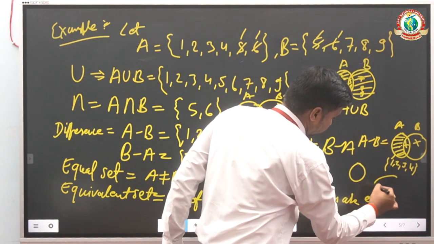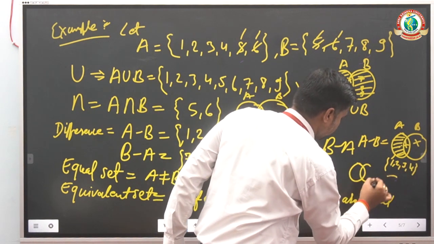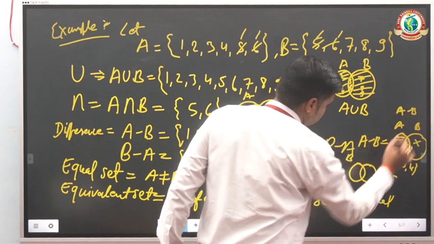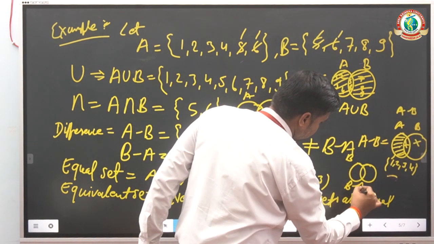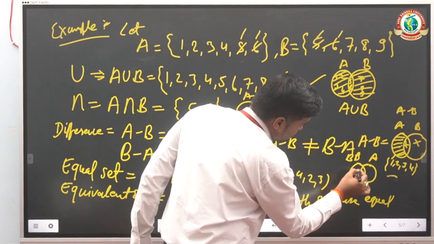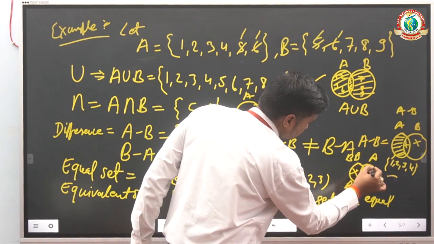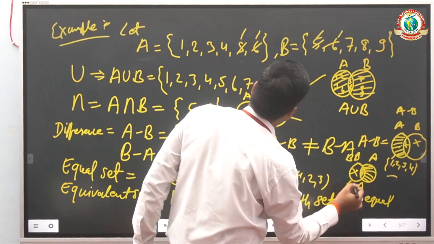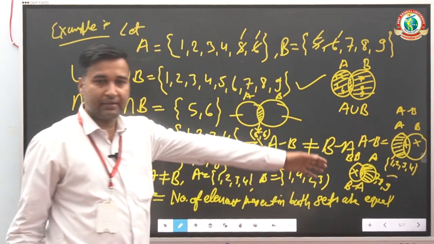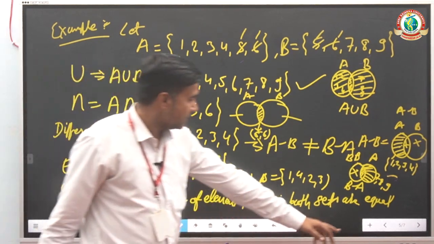Now again, B minus A. Here this is eliminated and this is common. The answer is the shaded portion, and that is 7 8 9. This is the difference, and examples of equal set and equivalent set are shown here.